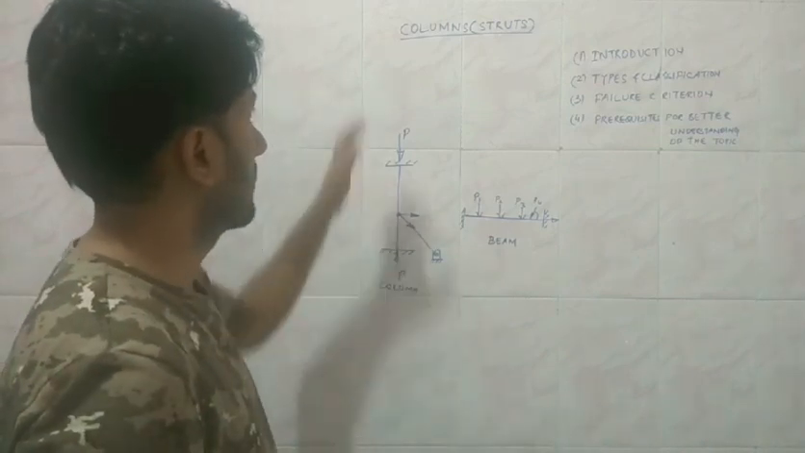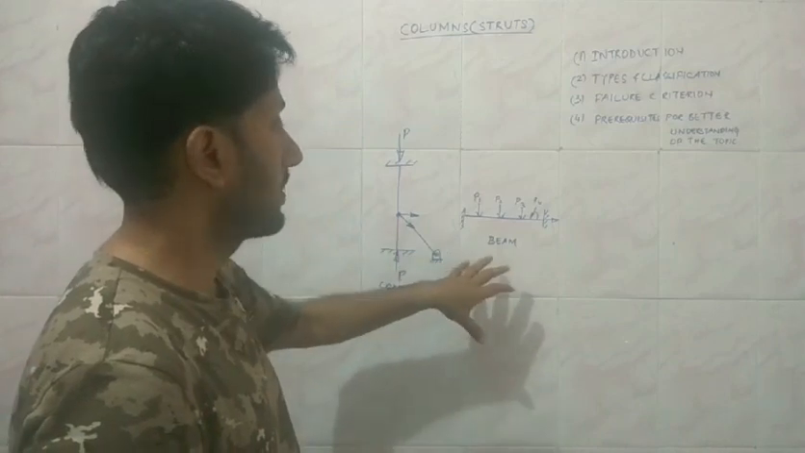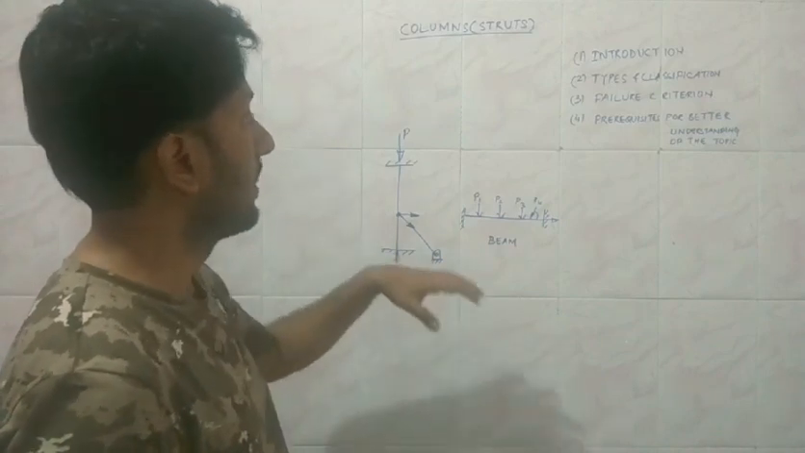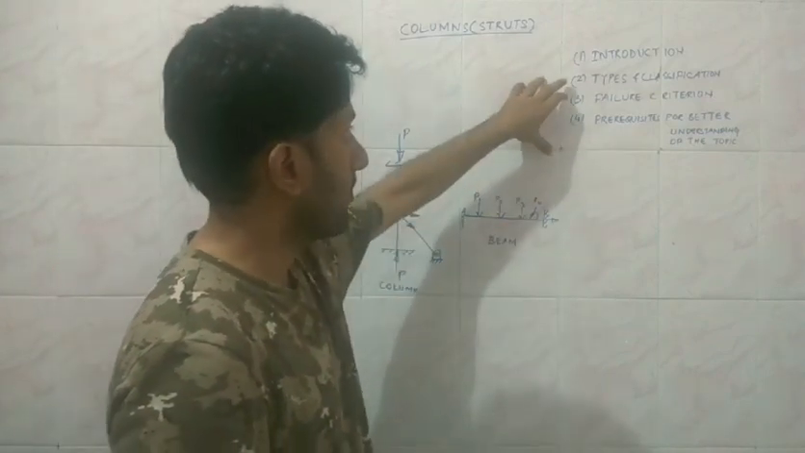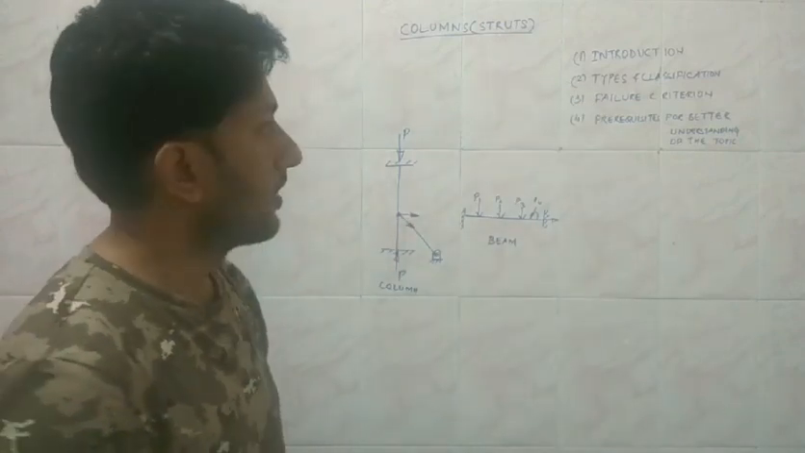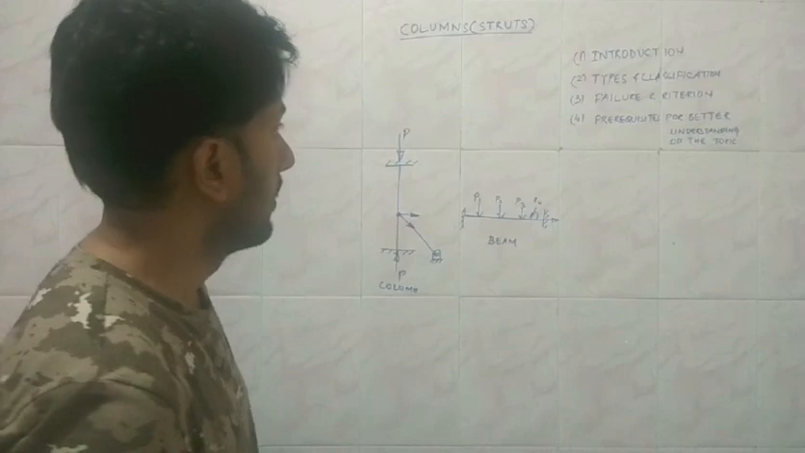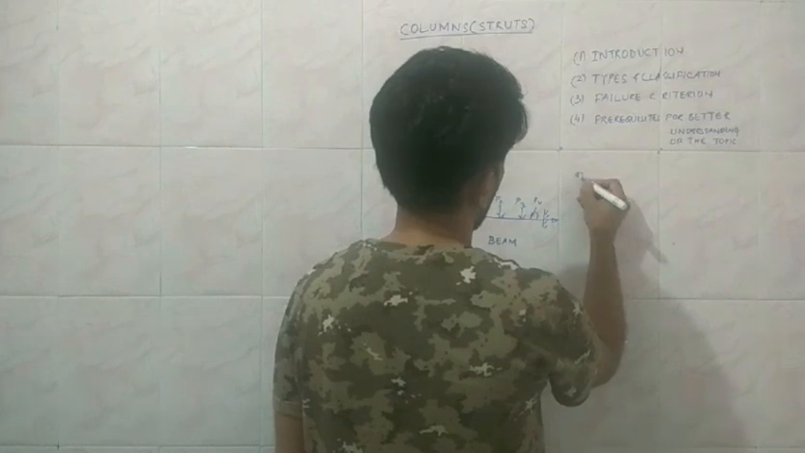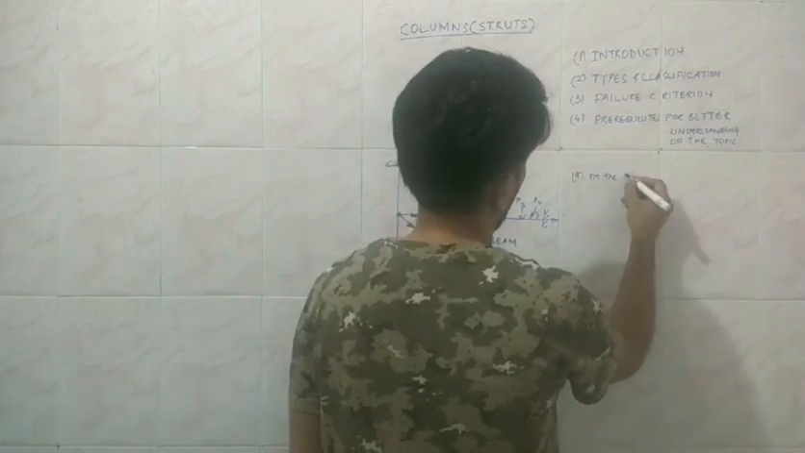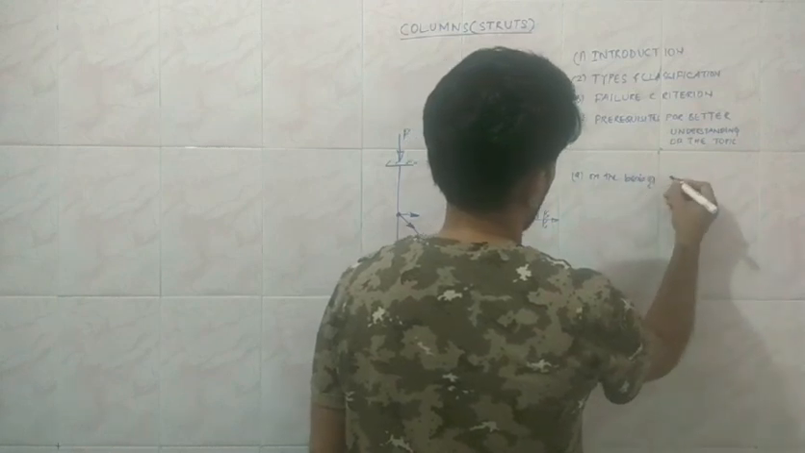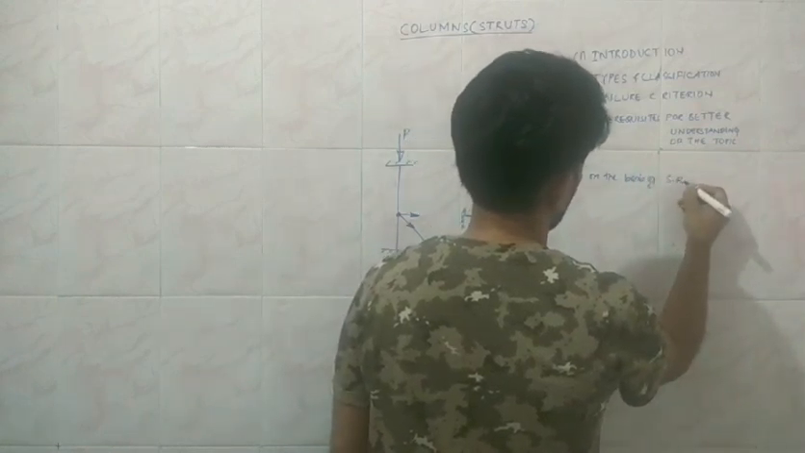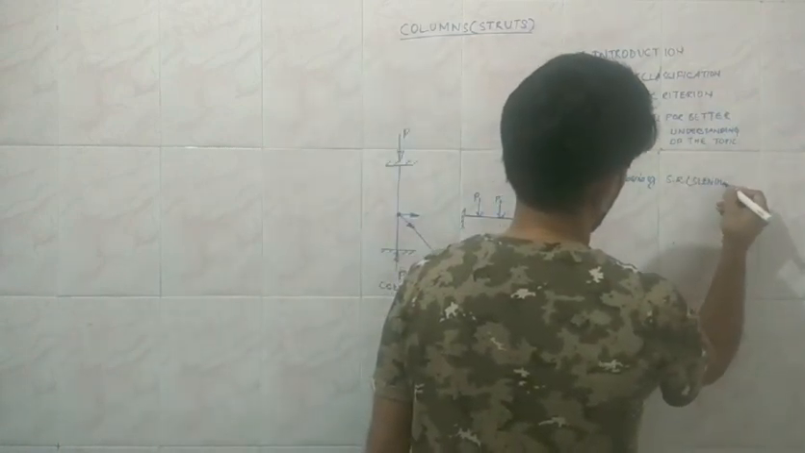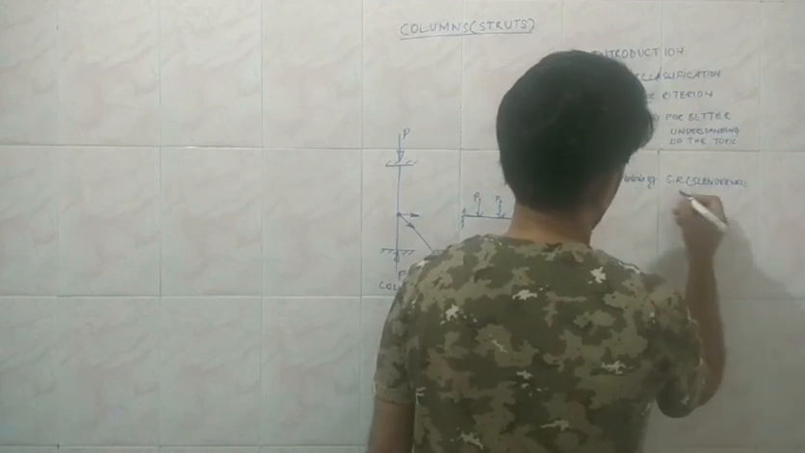So we have defined the column and the beam, and they are differentiated by the way they are oriented and the way they carry the load with respect to the principal axis. Another topic we are going to cover today is the types and the classification. So columns are classified first on the basis of slenderness ratio, which will be abbreviated as SR, that is slenderness ratio.